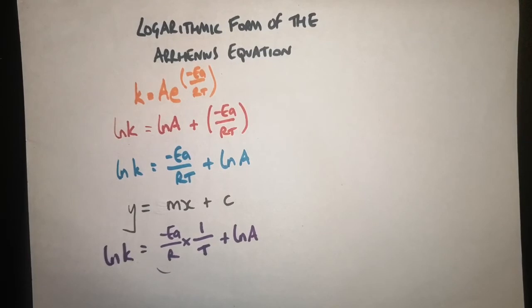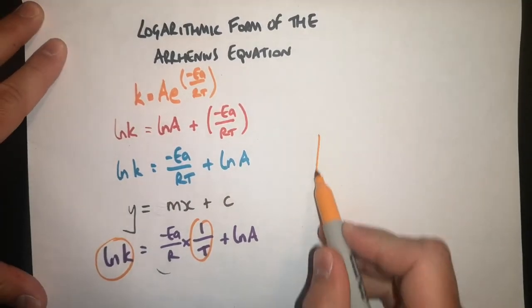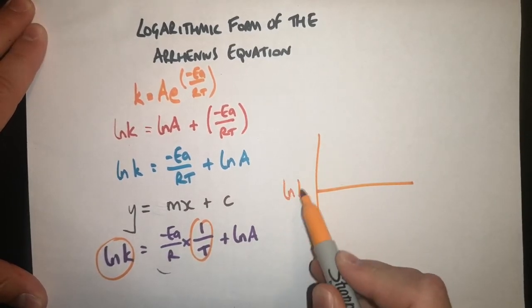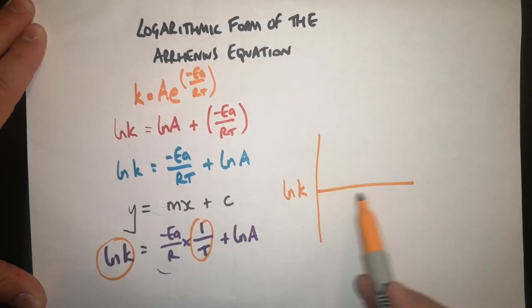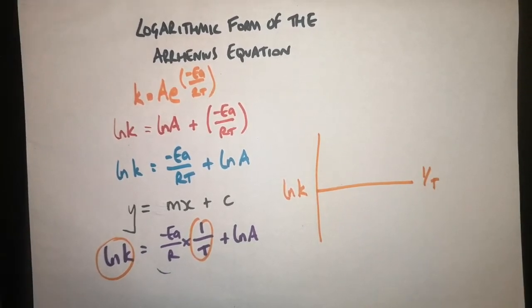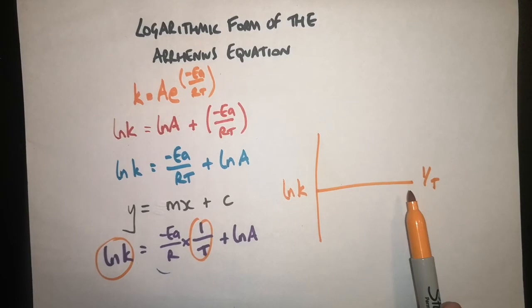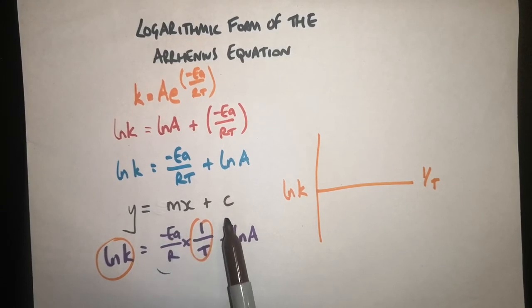So what that means is, if we have our y term and our x term, we can create a graph where our y-axis is ln k and my x-axis is 1 over T. Now the reason I've drawn it like this is because you often get graphs like this where it spans over the zero, spans over the x-axis. So now what we need to look at is how we get our m and our c.